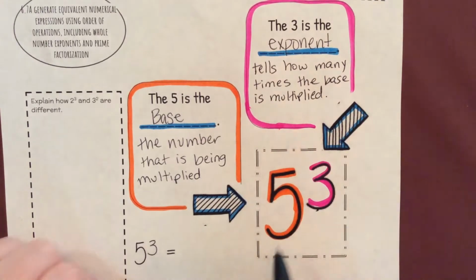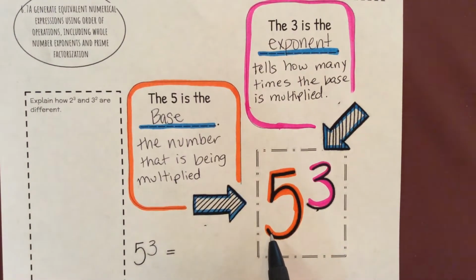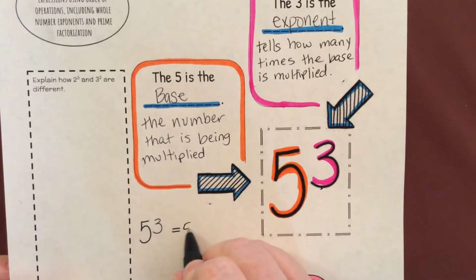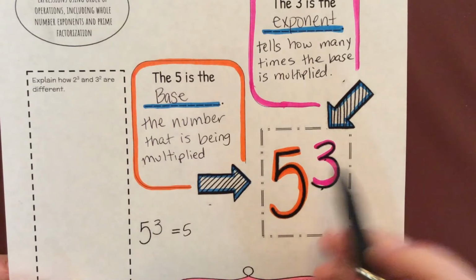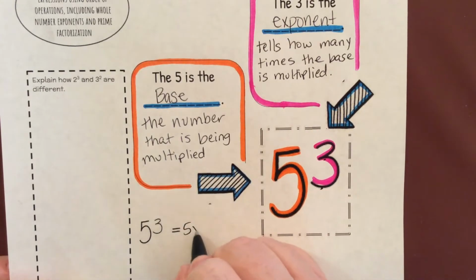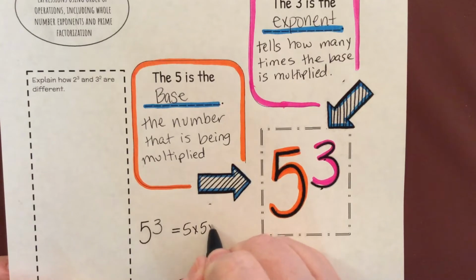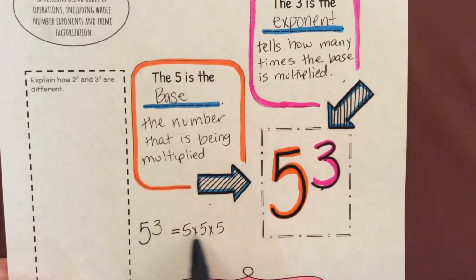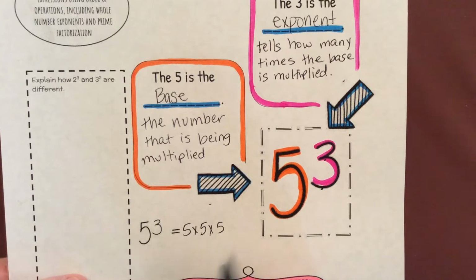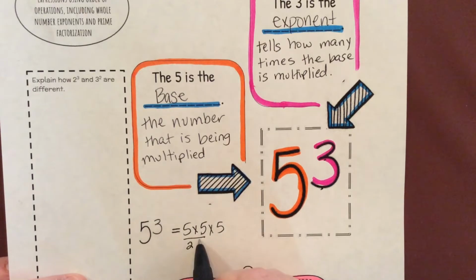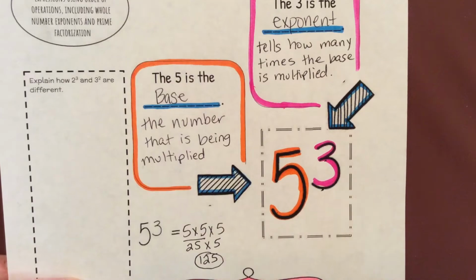And I'll show you. All right, so 5 to the third power would mean I'm going to take 5 and multiply 3 of them. Not 5 times 3, it's 5 times 5 times 5. There are 3 5s that I'm multiplying, okay? So 5 times 5 is 25, times another 5 is 125. And that would be your answer, okay?